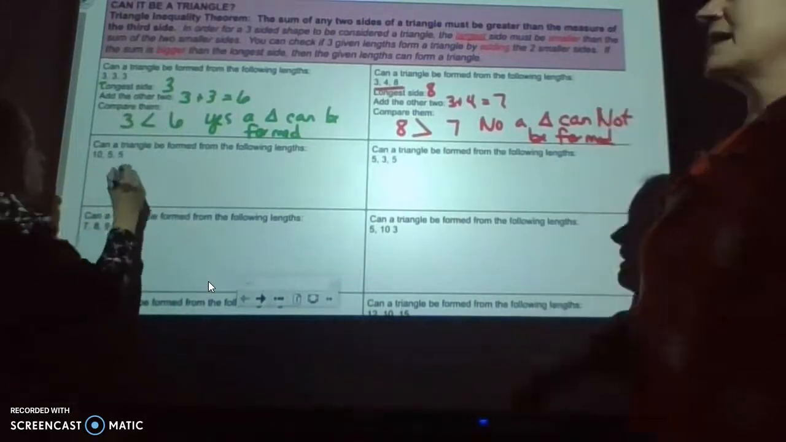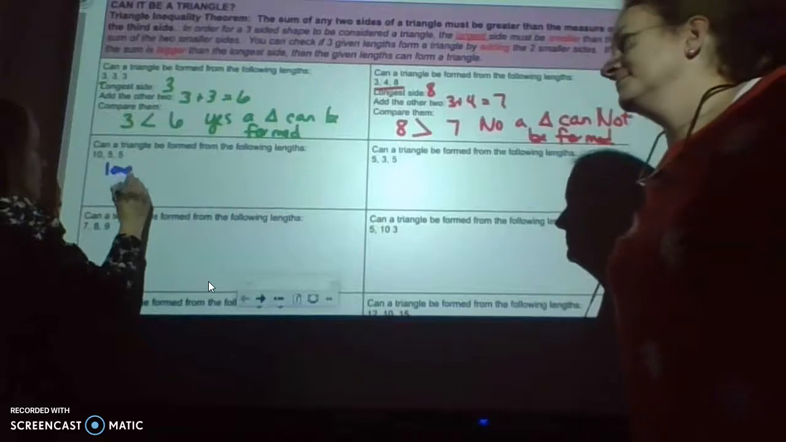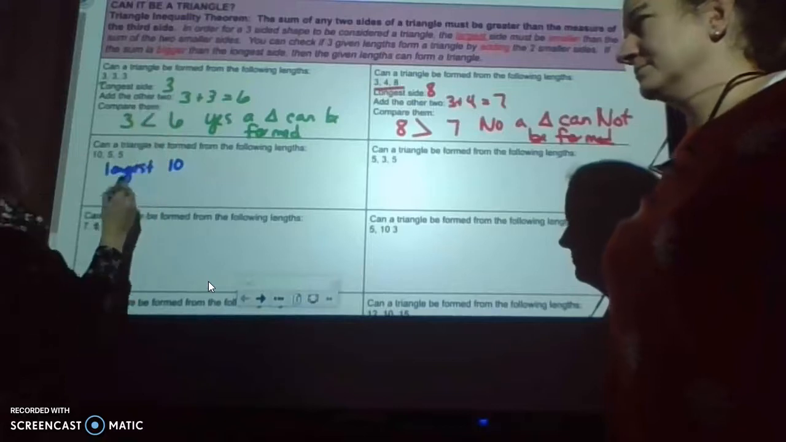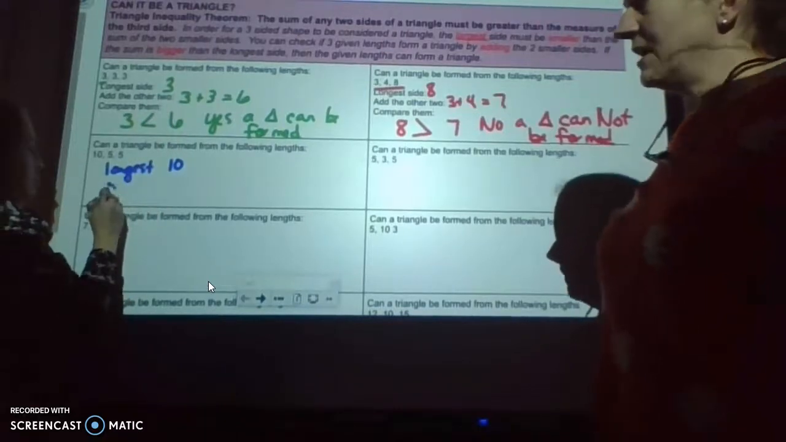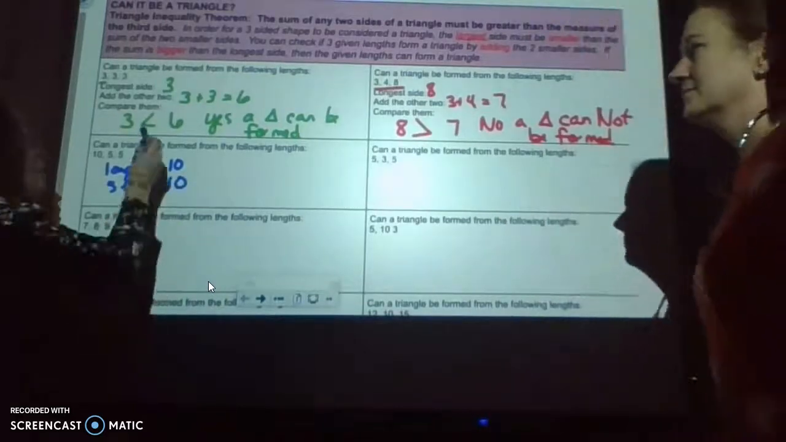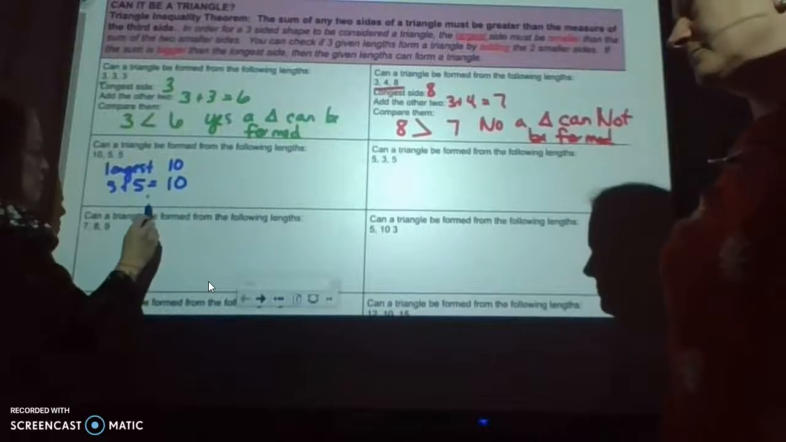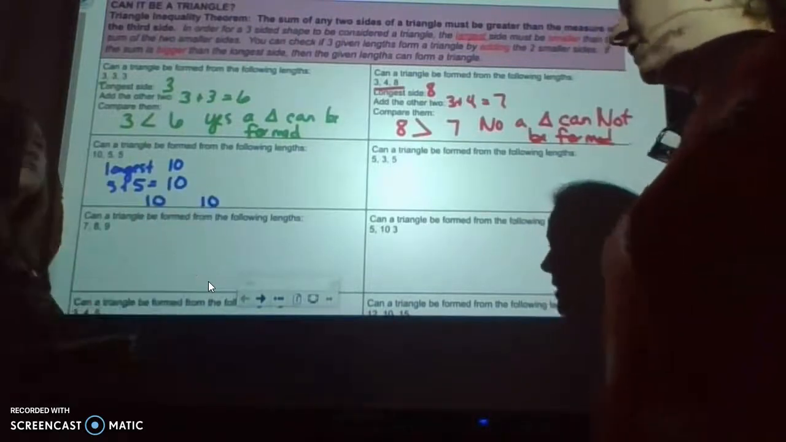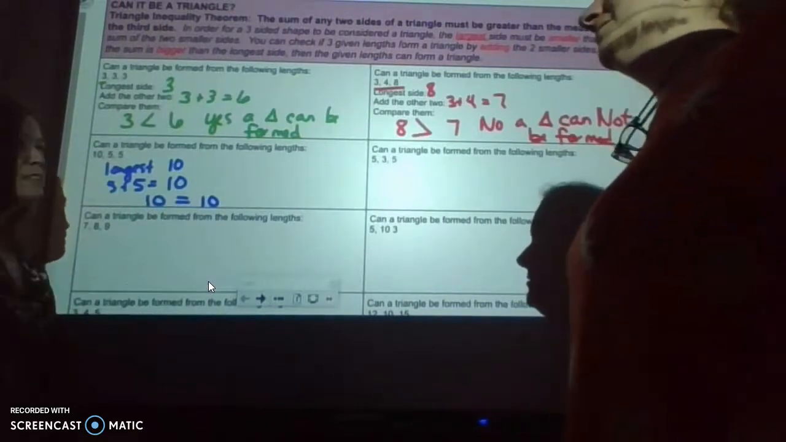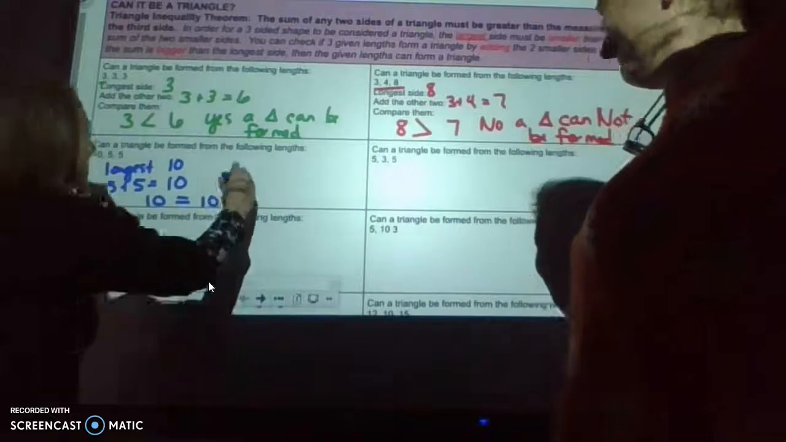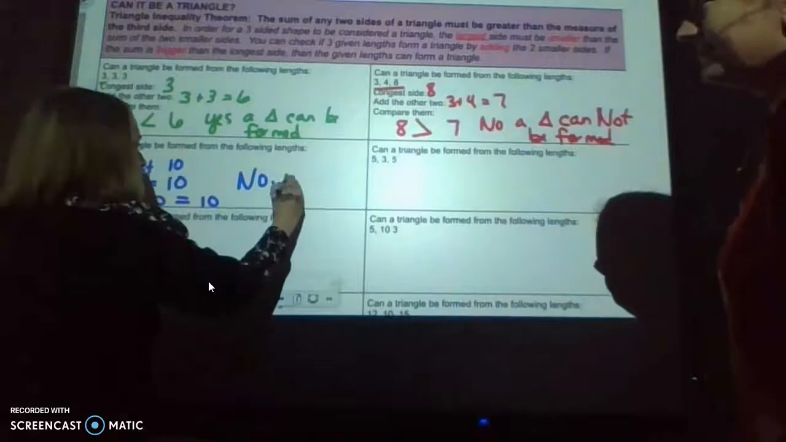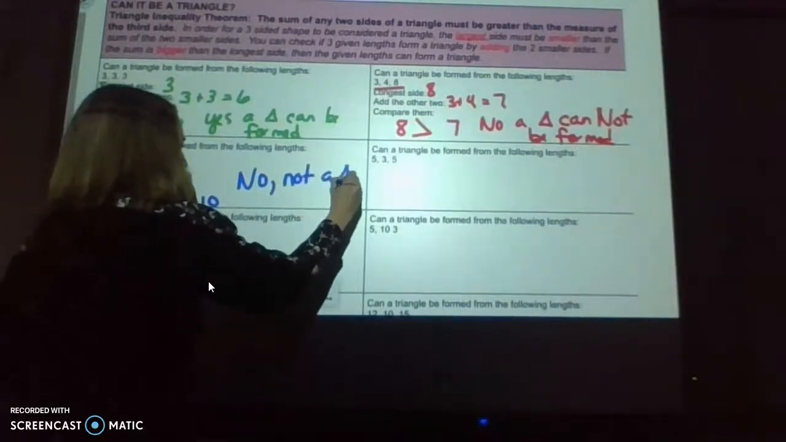What's the longest side? 10. Then it says add the other two. What are the other two? 5 and 5. Well, what's 5 plus 5? 10. Okay. Now she said compare them. I take this one and compare it to that one. Well, they happen to be the same. So is that less than, greater than, equal to? Equal to? Is equal to allowed? No. The answer is no. Not a triangle.